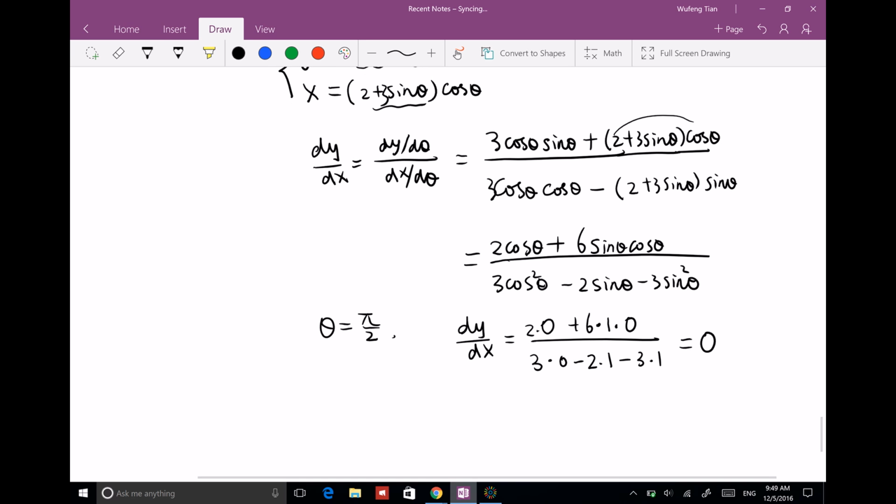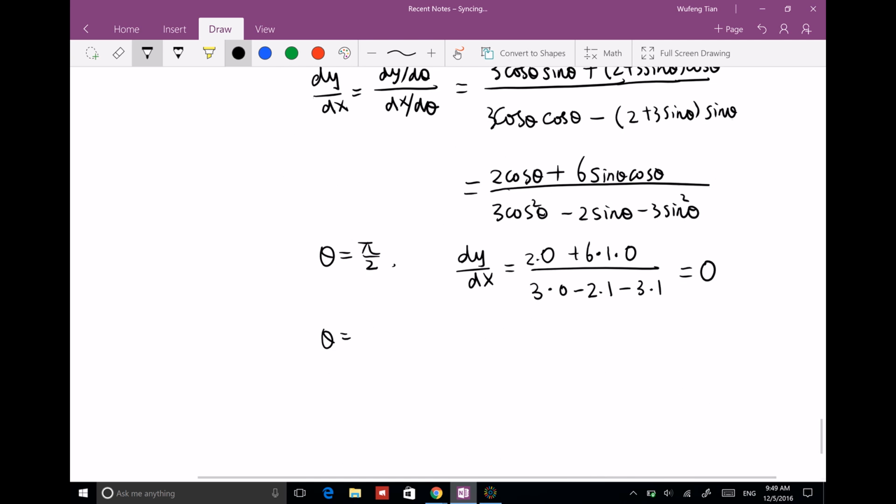So I'm also looking at theta equals, what? 3 pi over 2, right? Well, at 3 pi over 2, dy over dx is also 0 because cosine is 0, so it's just 0 over something. The bottom is, with sine equal to negative 1, 0 minus 2 times negative 1 minus 3 times negative 1 squared. Well, you know that's going to be 0 over something, which is 0. Okay, so that's how you find the derivative at a certain point.